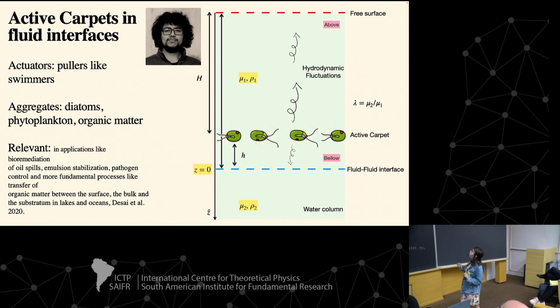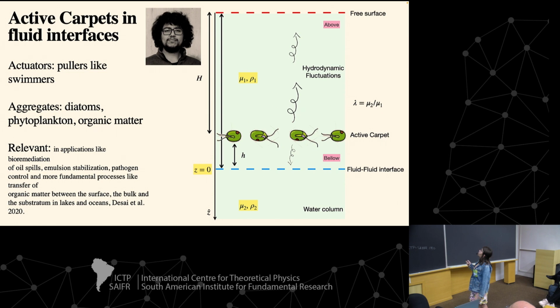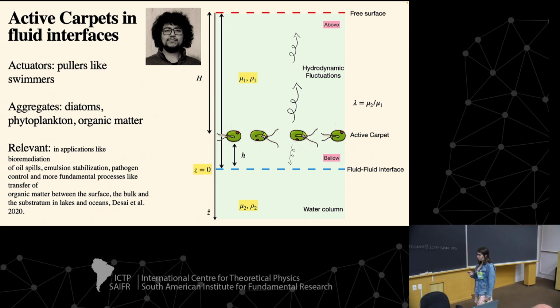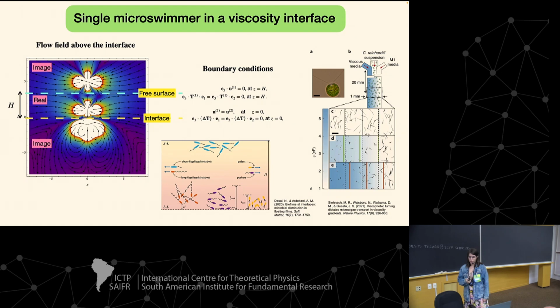In our case, the fluid interface is a viscosity interface. So we consider one fluid here with viscosity mu1 and a different fluid here with viscosity mu2. We will study this parameter lambda, the ratio between the two viscosities, and how the vertical transport above the active carpet behaves. So we are interested in this area. What happens with particles in this area? How are they moving when the microalgae are moving or forming this floating film?